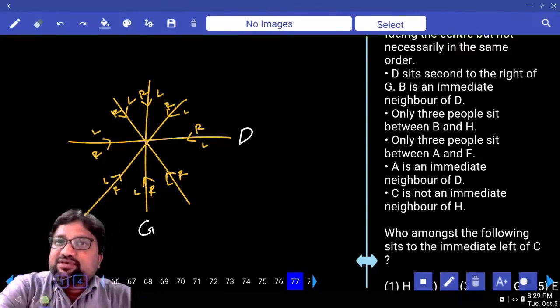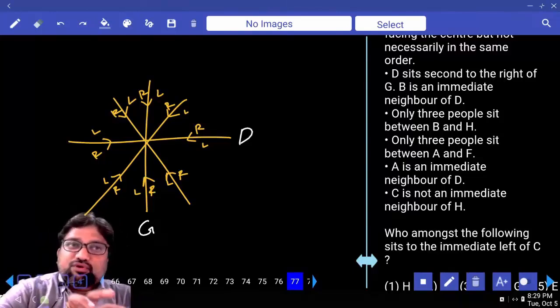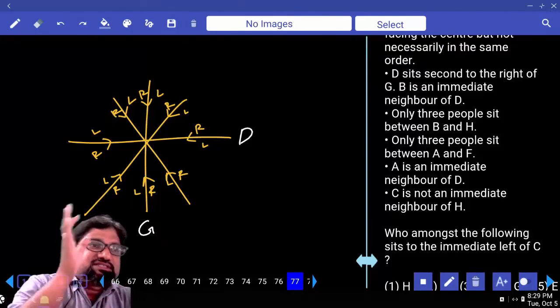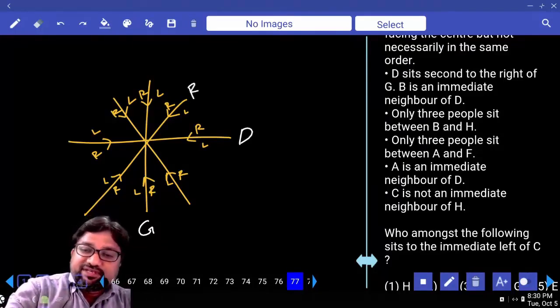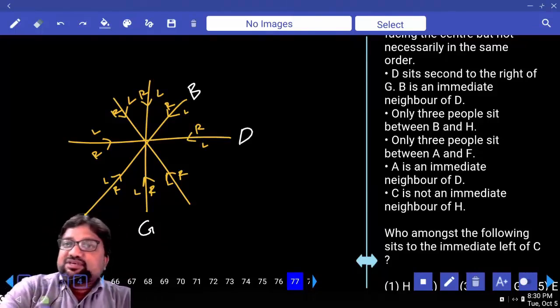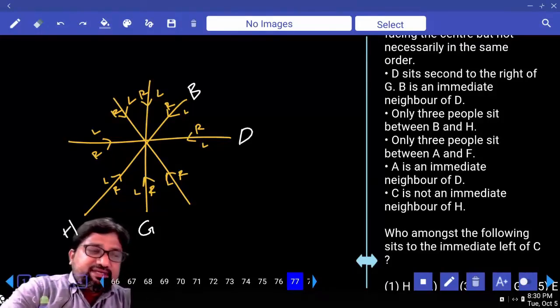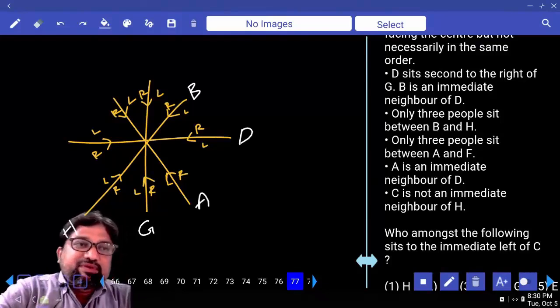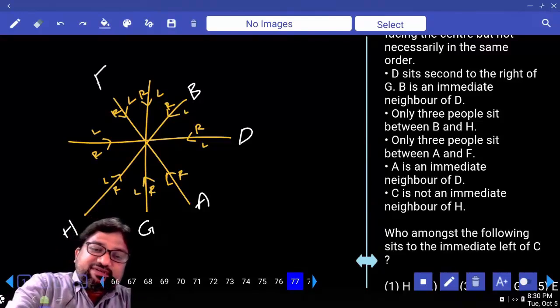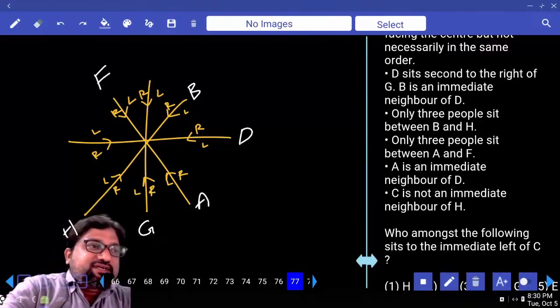I'm trying to check whether you can remember those 4 or 5 lines that you have read just now. What's the point? B is an immediate neighbor of D. How many people between B and H? 3 people between B and H. A is an immediate neighbor of D. 3 people between A and F. C is not an immediate neighbor of H.